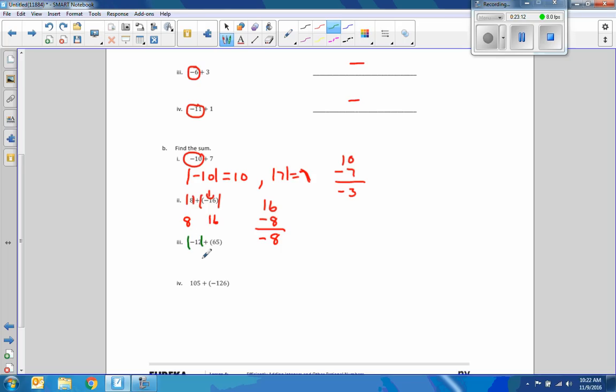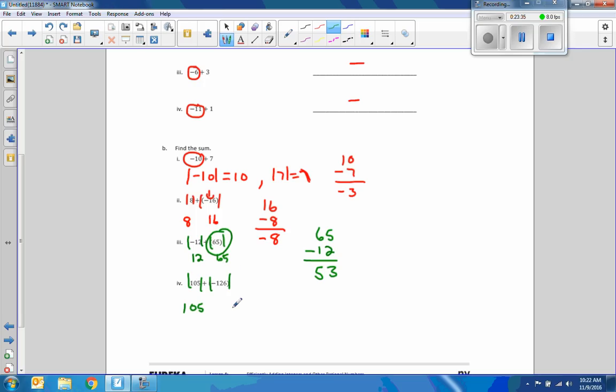Absolute value of negative 12 is 12. Absolute value of 65 is 65. 65 minus 12: 5 minus 2, 6 minus 1. Sign of the bigger is positive. My answer is 53.